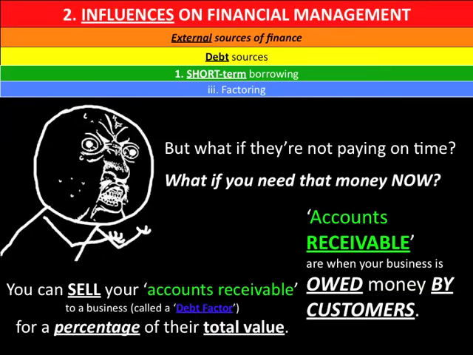But another option, and a legal option, is to sell your accounts receivable to another business. The other business is called a debt factor, for a percentage of the total value. So what you might decide is, okay, I've got this $10,000 debt or account receivable that so and so owes me. They owe me $10,000.